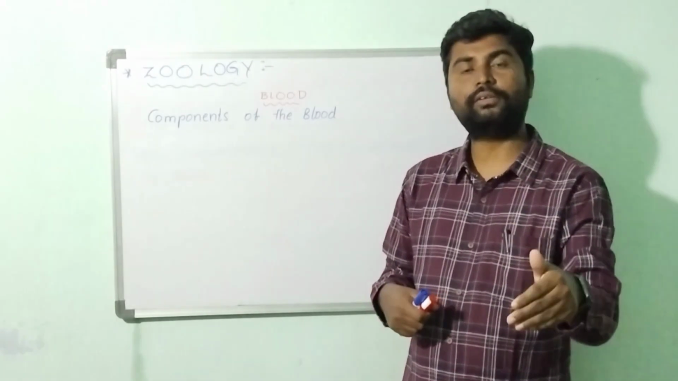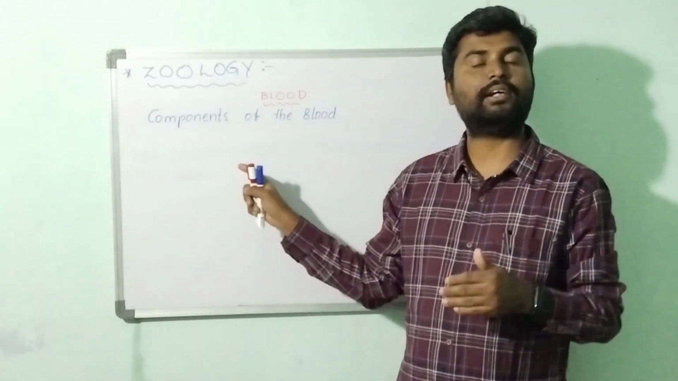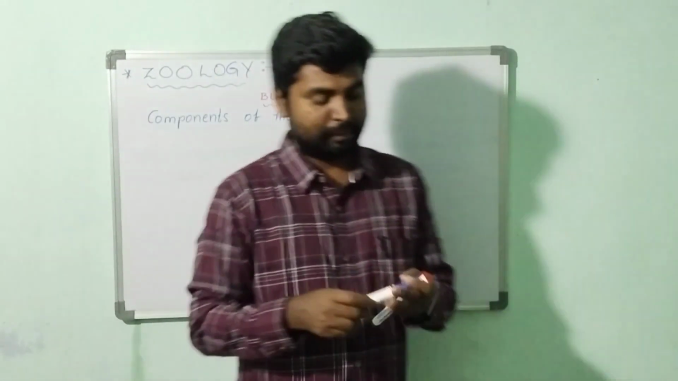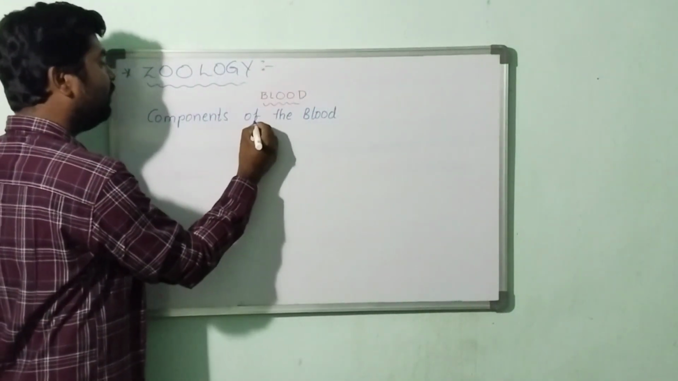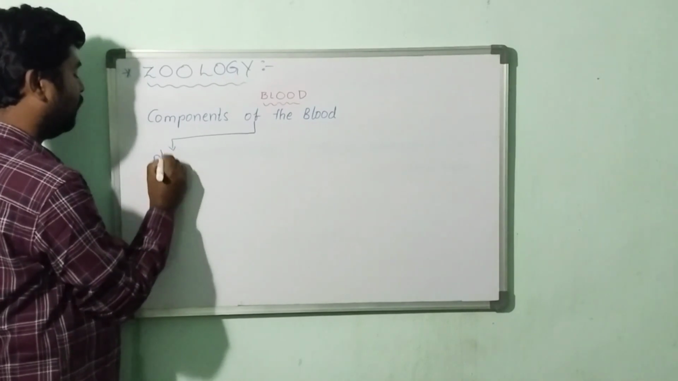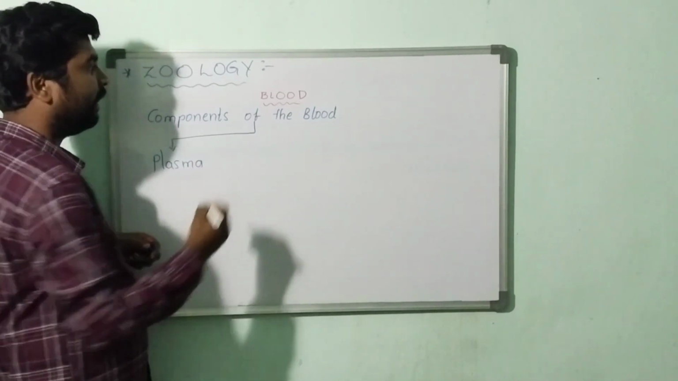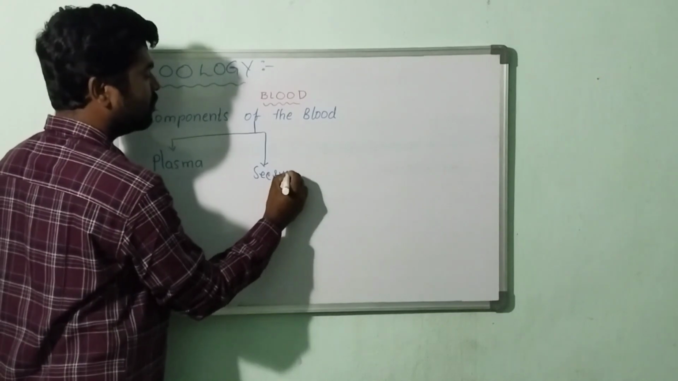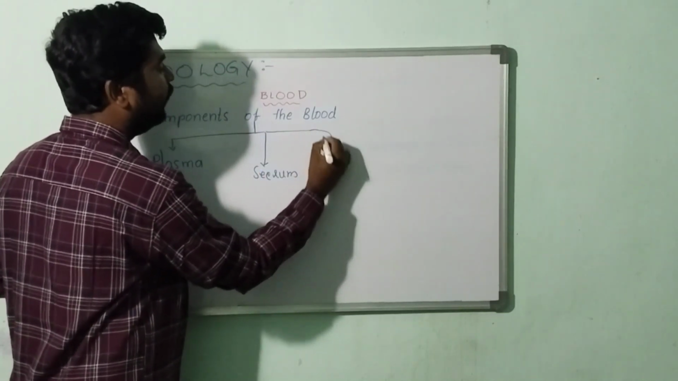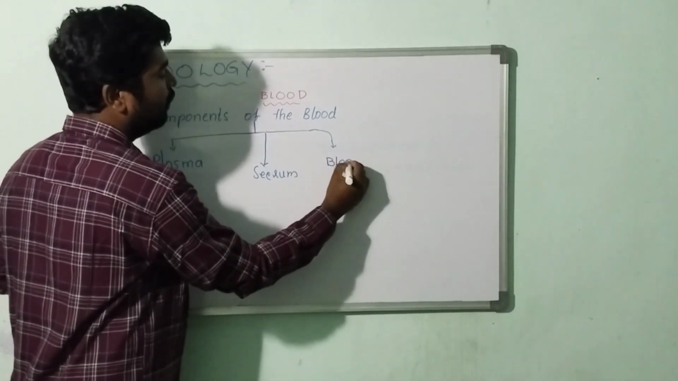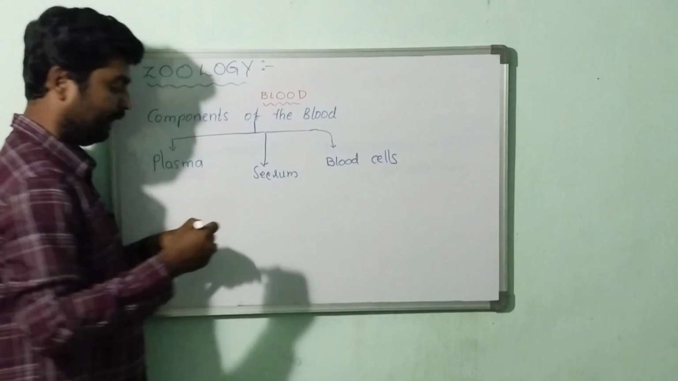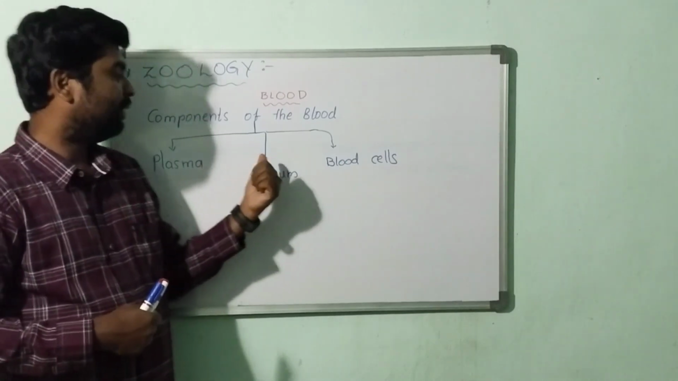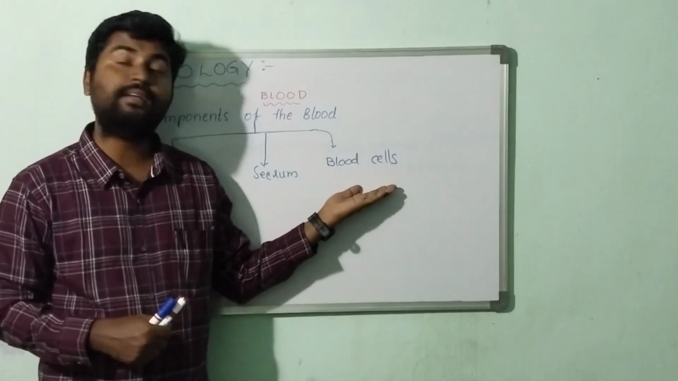Now we would like to know the components of blood. What kind of components are present in blood, we have to know clearly, right? The first component of blood is plasma. The second component of blood is serum. And the third component of blood is blood cells. So there are three main components in blood: the first one is plasma, the second one is serum, the third one is blood cells.